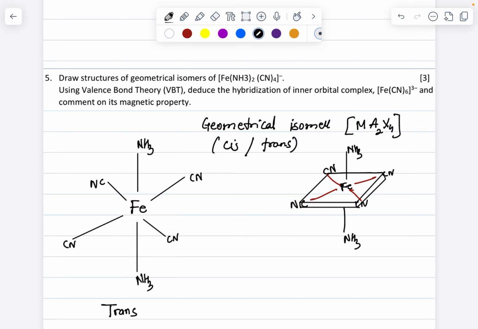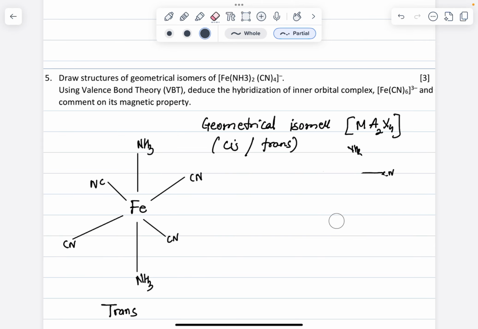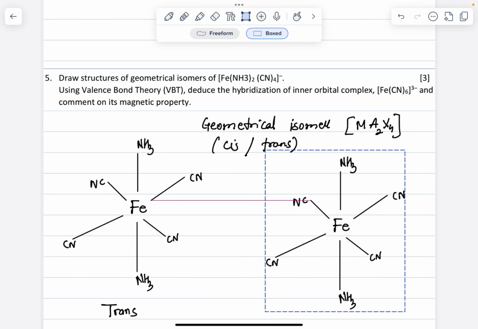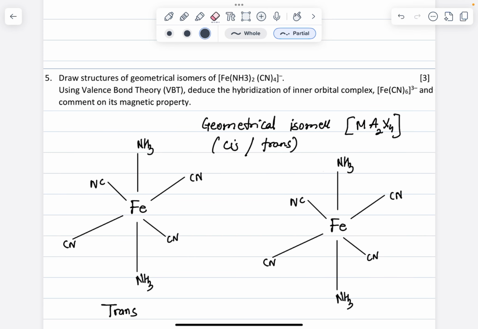So draw the structures of geometrical isomers. So trans you have to mention, and what would be cis? Cis will be also similar, but what I'll do is I'll put two NH3 on the same side. They are on the same side, and this is cyanide. This is a cis isomer of this.